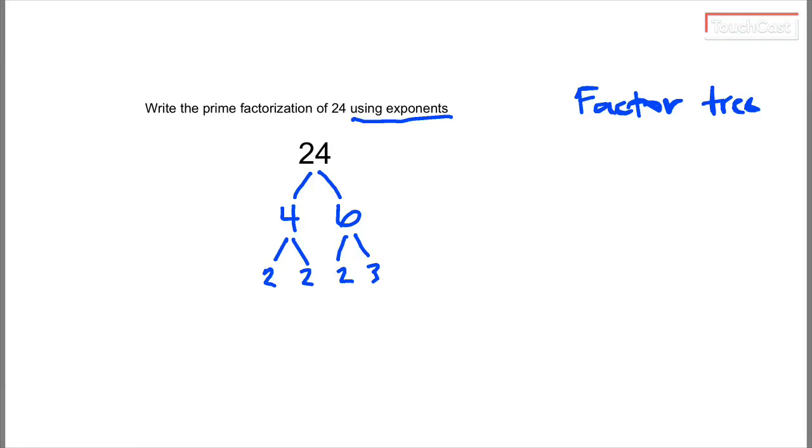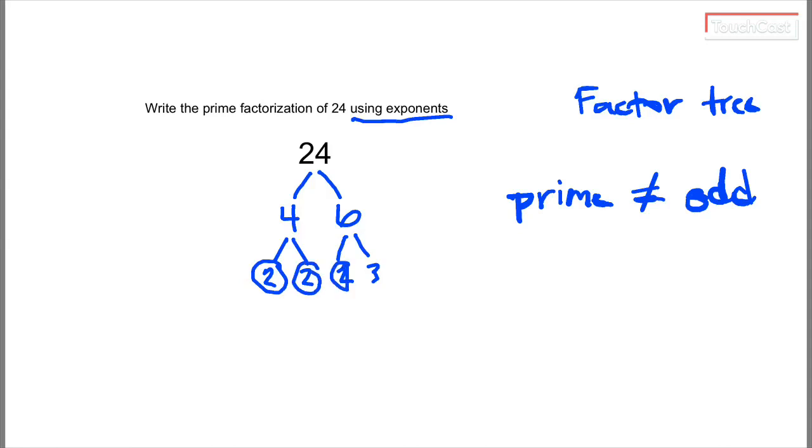Now we have to ask ourselves, is 2 a prime number? Now, just as a reminder, prime does not mean odd. Prime and odd are not always the same thing. A perfect example of this, 2 is a prime number, so we're going to circle it every time we see it. 3 is also a prime number.